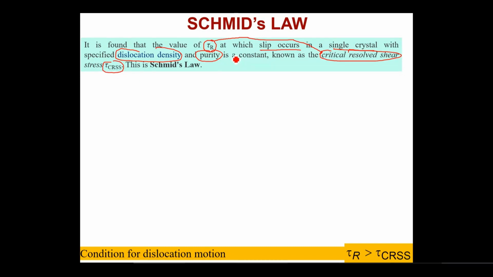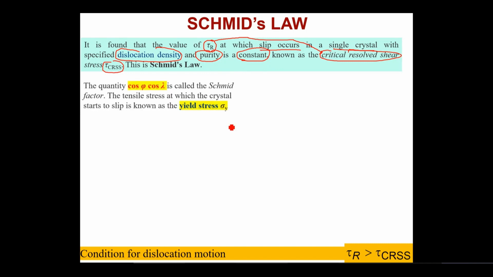A single crystal having a specific dislocation density and purity would have a critical value of resolved shear stress which is constant. And how do we define it? We say that cos φ cos λ is the Schmidt factor, and the tensile stress at which the crystal starts to slip is known as the yield stress.